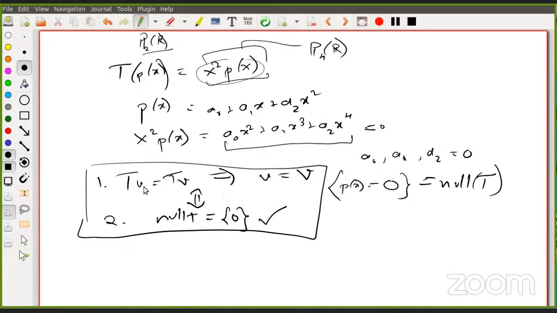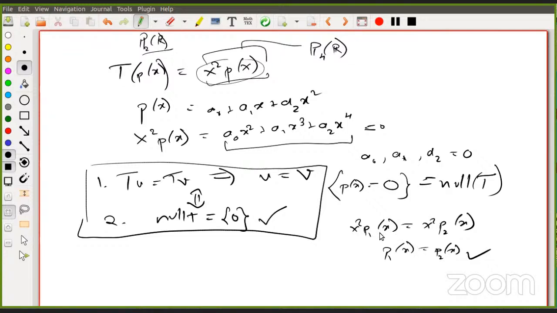So for example, if x squared times p1 of x equals x squared times p2 of x, then surely there's no other possibility: p1 of x has to be equal to p2 of x, which means the linear map is injective. So I hope that is pretty clear. So this is about injectivity.